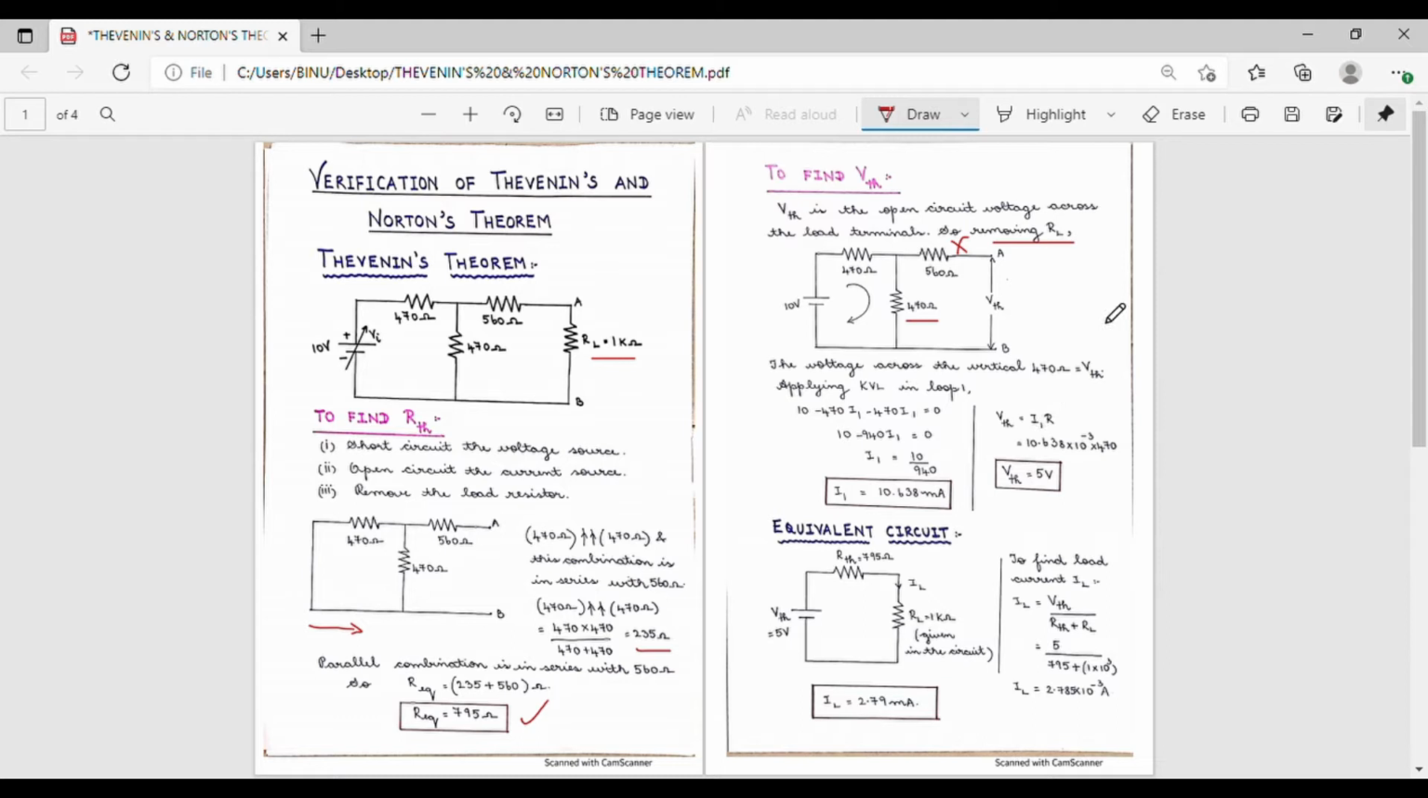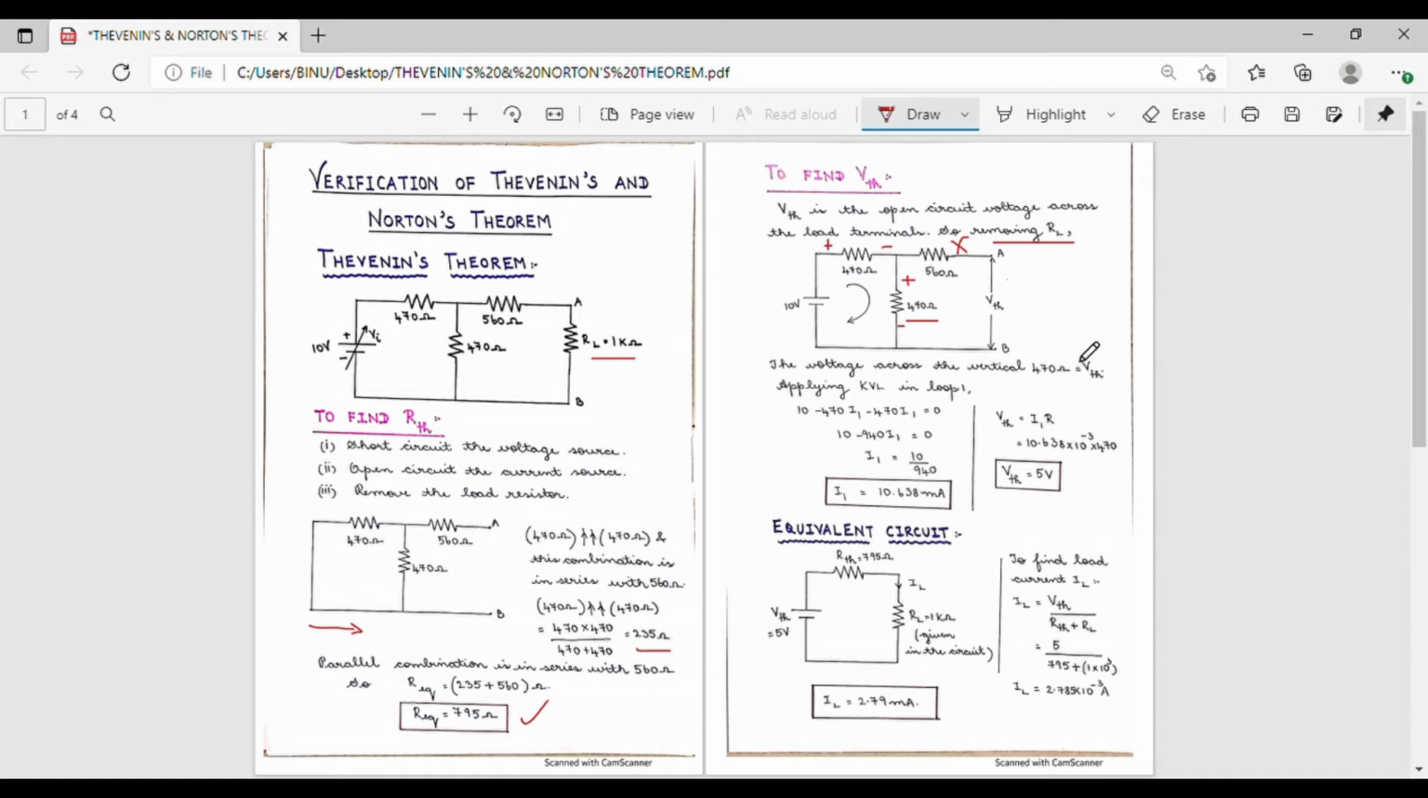Since we have removed the load resistor from loop 2, there will not be any current flow in the open circuited path, and therefore there will not be any current flow through this 560 ohm resistor. So neglecting this resistor, we are going to apply Kirchhoff's voltage law in the first loop. The first loop comprises a single 10 volt DC source along with one 470 ohm resistor and another 470 ohm resistor. Let us assume the direction of current in the clockwise direction.